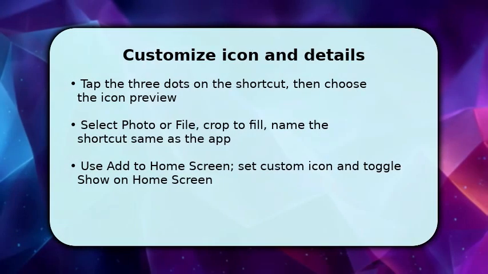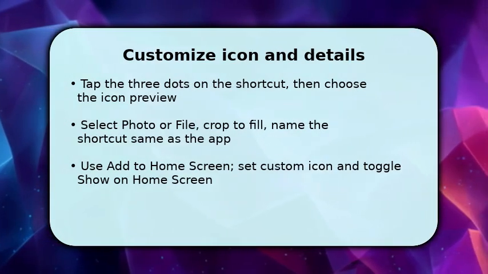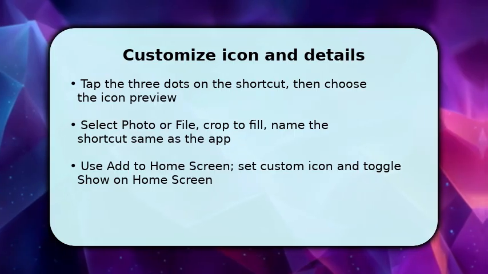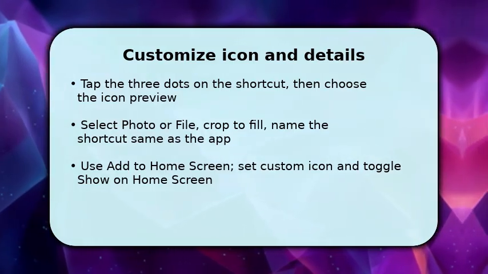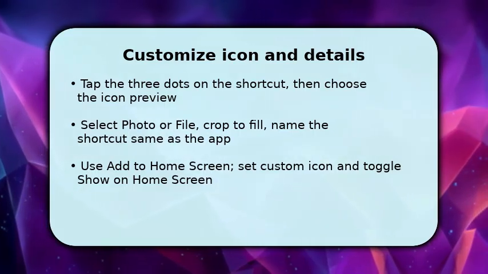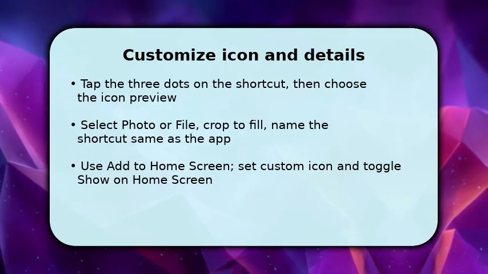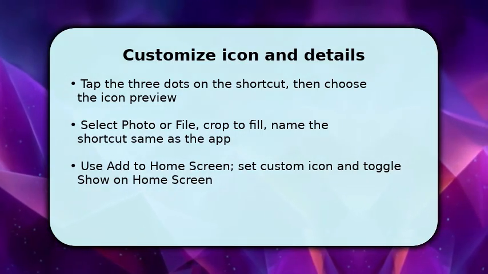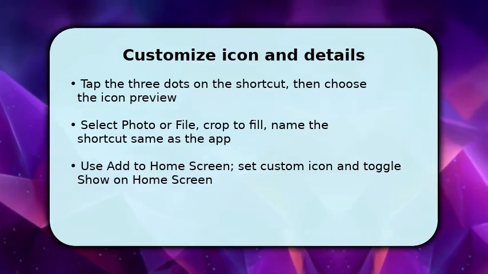Once the shortcut is configured to open the target app, tap the three-dot menu to access details. Choose the icon preview, then select Photo or choose File and crop the image so it fills the square. This preserves rounded corners. Name the shortcut exactly as the app to keep visual consistency, then choose Add to Home Screen. Make sure the icon and name are set, and confirm Add.